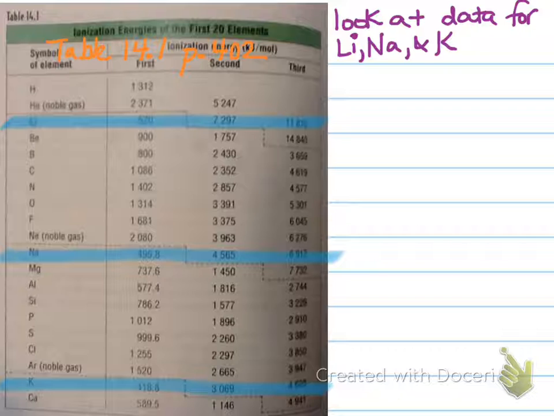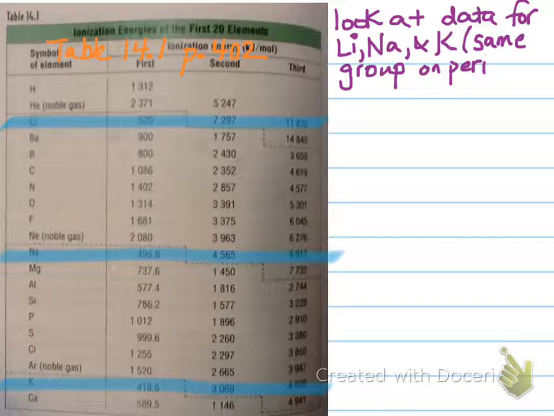Now remember, when we look at these elements on the periodic table, they're all in the same column. They're all in the same group or family. Okay? So remember, these are the same group on our periodic table.